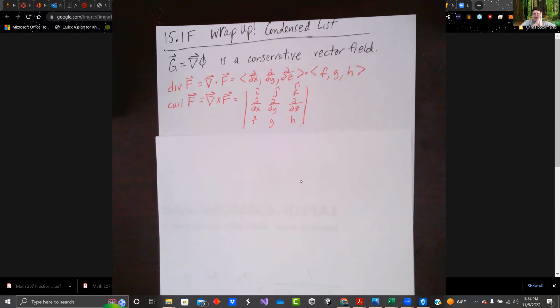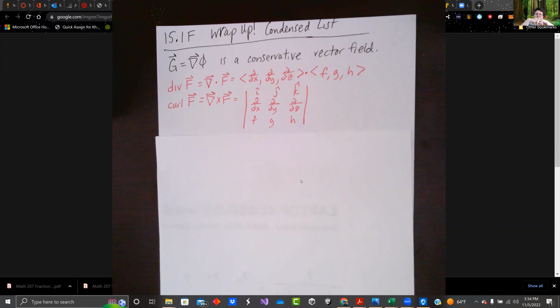So we have conservative vector fields. If G is the gradient of some scalar function phi, we will show in a second how we can test for that. We showed how to do that.